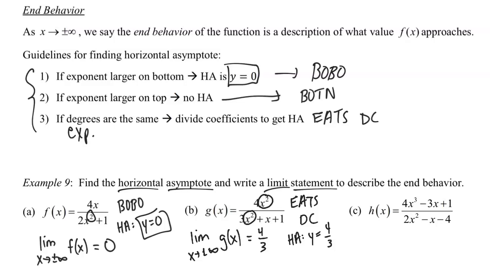So in this case, the biggest exponent is on top, and so this falls into the BOTN category, which means there is no horizontal asymptote. And so the way that we would write that as a limit statement is that the limit as x approaches positive or negative infinity of h of x is equal to infinity. And when we write that statement, it doesn't mean that that limit exists. In fact, it says the opposite of that. It says that the limit does not exist because of there not being a horizontal asymptote. Or another way to say that is unbounded behavior.